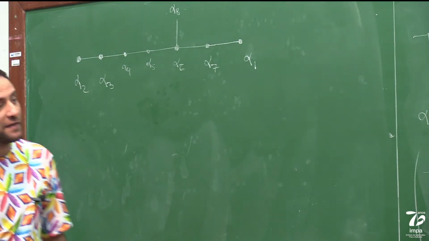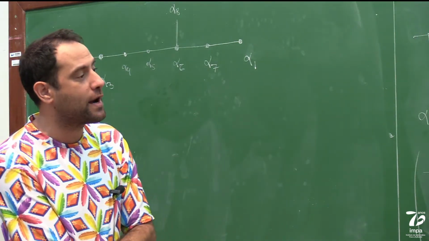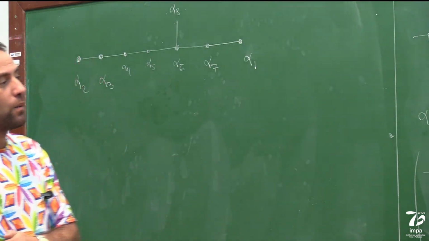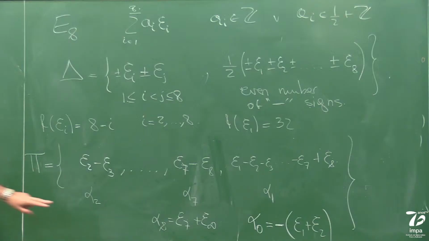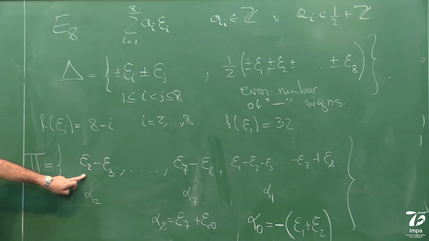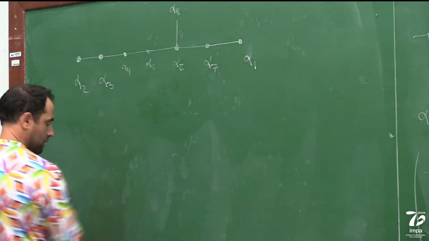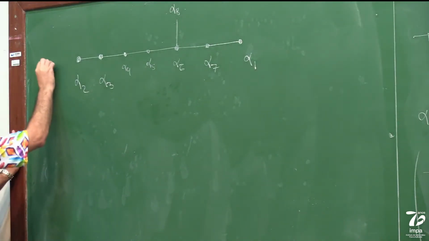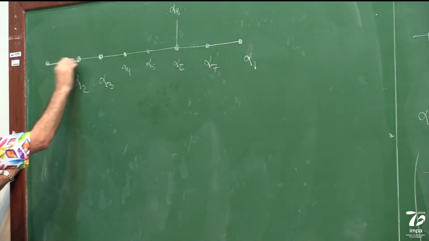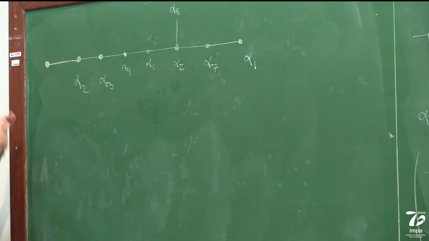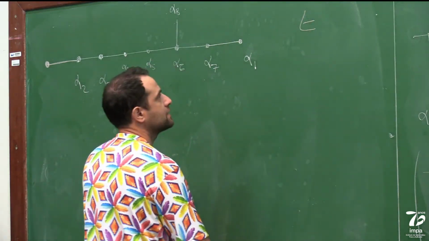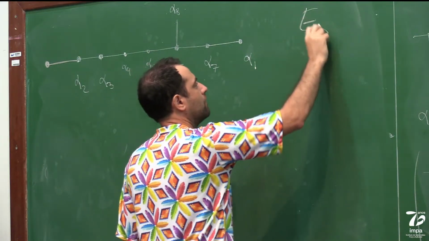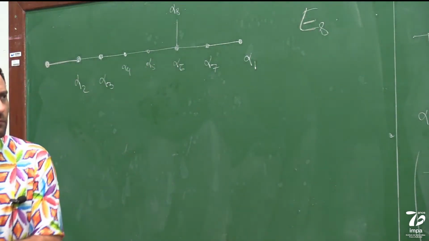Now, how about alpha 0? So alpha 0 has epsilon 1 and epsilon 2 with the same sign. And it connects with alpha 2. And it has an inner product with alpha 2, which is non-trivial. This is the extended Dynkin diagram for E8. So that's E8, and that's the extension.